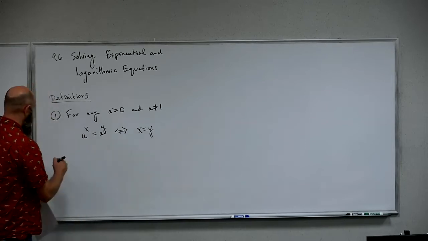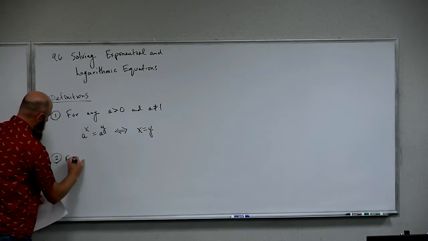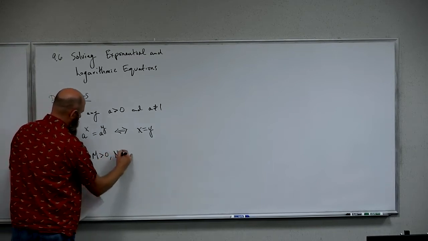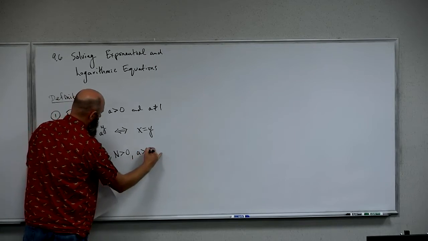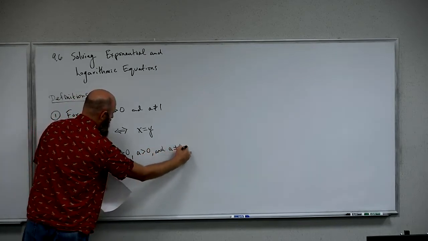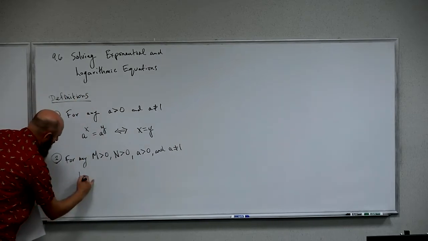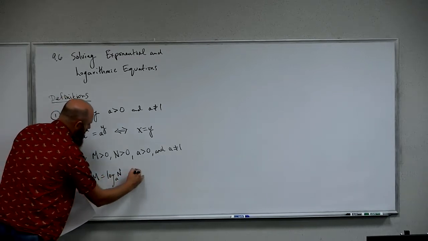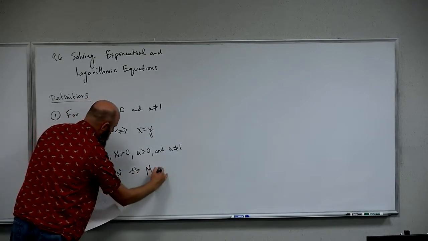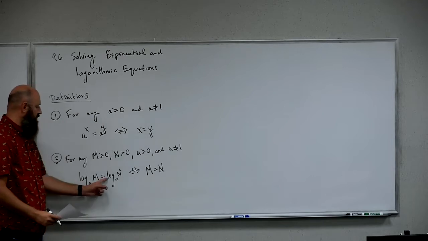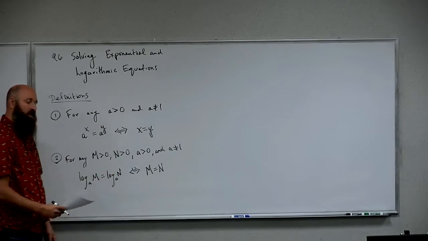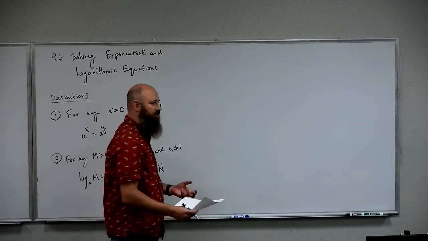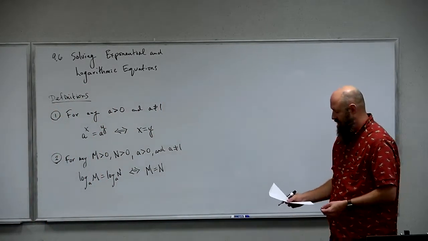Okay. And then our second one here for any m greater than 0, n greater than 0, a greater than 0, and a not equal to 1. Log base a of m equals log base a of n if and only if m equals n. Okay, so if we're taking a log with the same base on each side, then m must equal n for that, what we're taking the log of there. And likewise, if we have two things that are equal, we can take the log on both sides for those. So we can use those to our advantage, right?